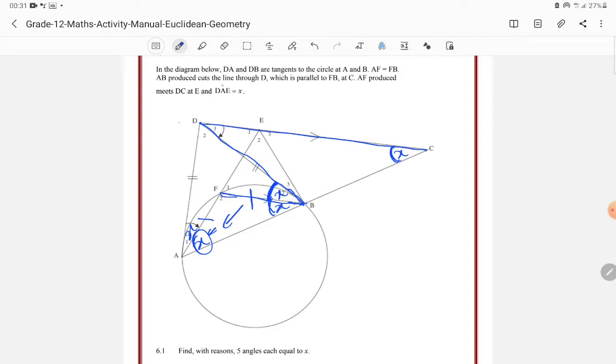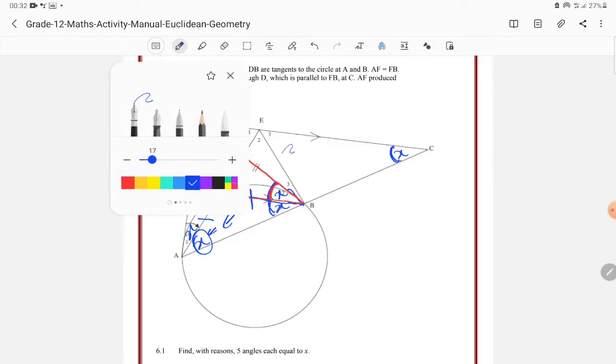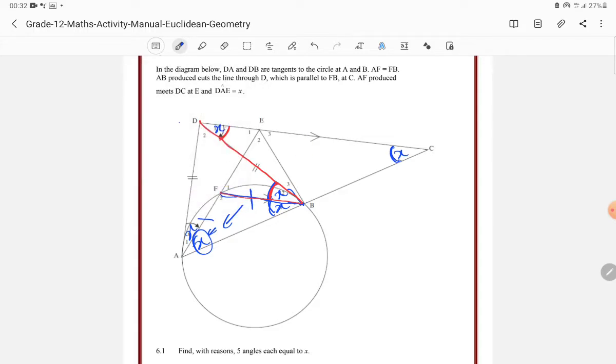Now, what are we having next? We still remember the parallel lines. Once you have these lines, let's just redraw this line. We're having this line and this one and this one. Now you can see that these are the alternate angles. So we also have D1 being equal to X as well. Let me just use this line. D1 is also equal to X.